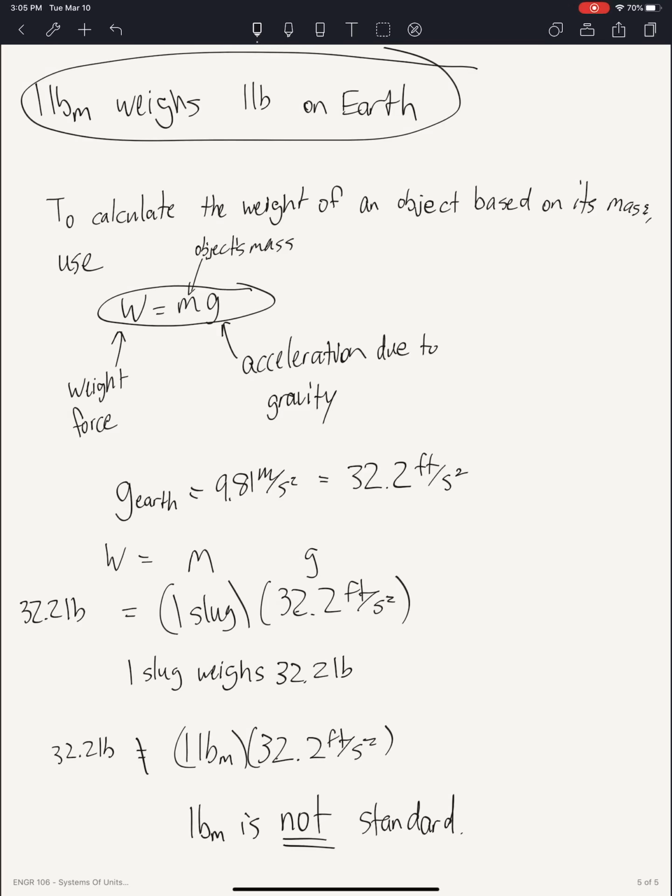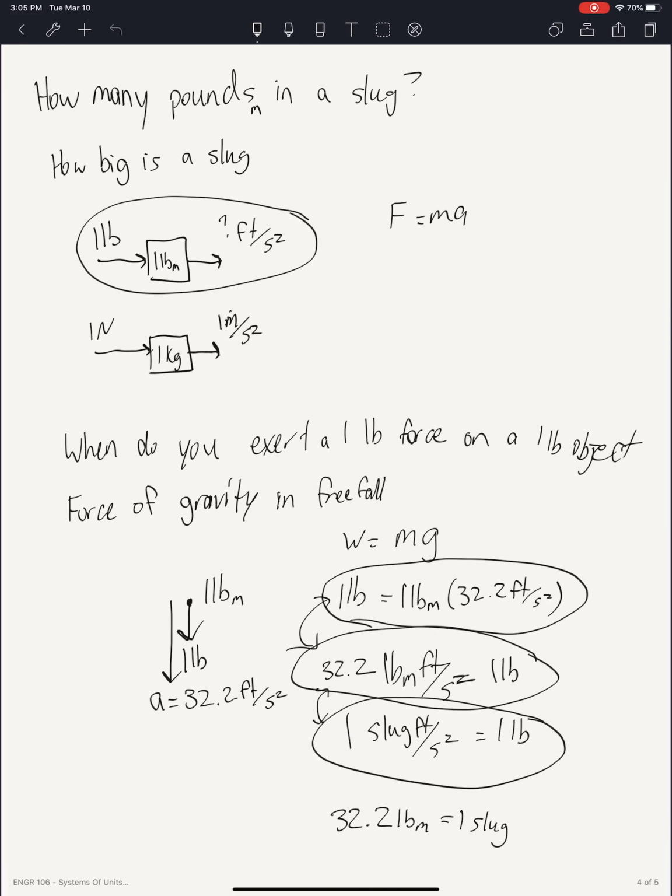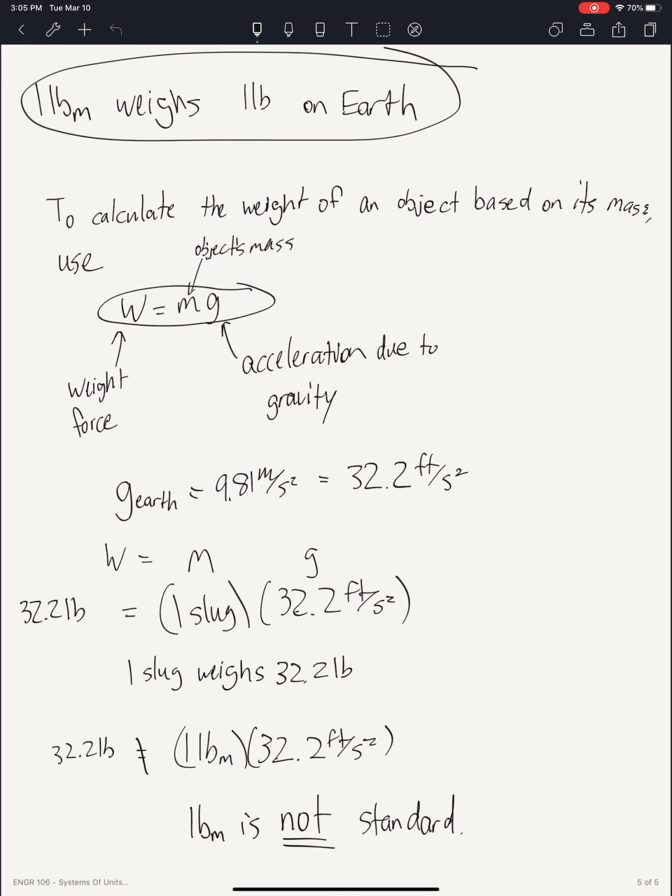Option 1 is on the previous page. Convert using this formula. I should have underlined that rather than circled it. I got too many circles going on. Okay. This is a conversion factor from pounds mass to slugs. Pound mass is not standard. Convert it to slugs. Or use W equals mg to calculate the mass in slugs.